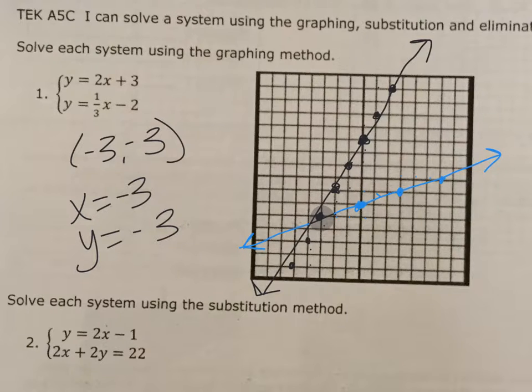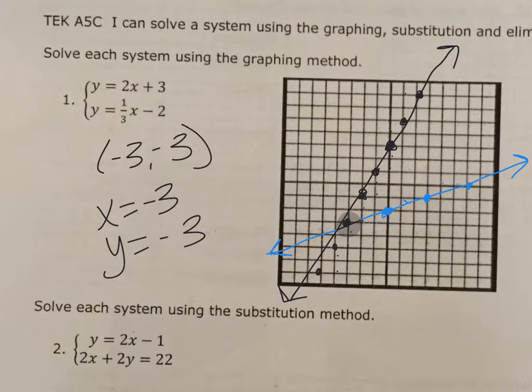Okay, so next one says we must solve using substitution. Before that, going back to number 1, graphing would be the easiest method to use here because they're both solved for y. So you could count it off like I did fairly easily if you know how to count off the slope, or you could grab your graphing calculator and get the answer that way.